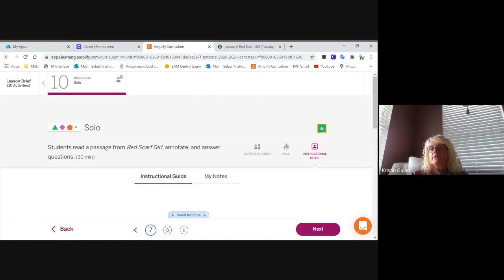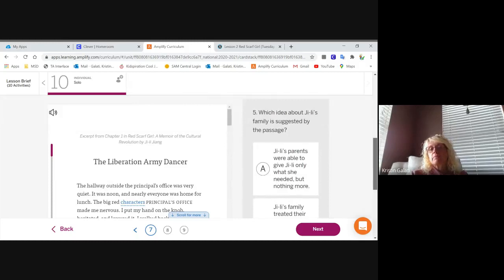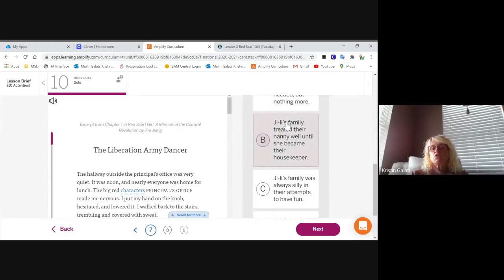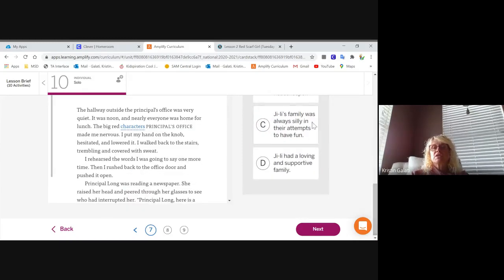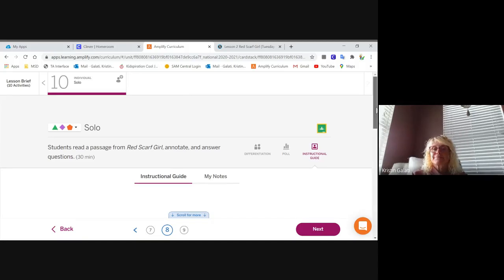On card 7, we are on number 5. Which idea about Ji Lee's family is suggested by the passage? A. Ji Lee's parents were able to give Ji Lee only what she needed, but nothing more. B. Ji Lee's family treated their nanny well until she became their housekeeper. C. Ji Lee's family was always silly in their attempts to have fun. Or D. Ji Lee had a loving and supportive family. Okay, click the one that you think is correct, and then click next.